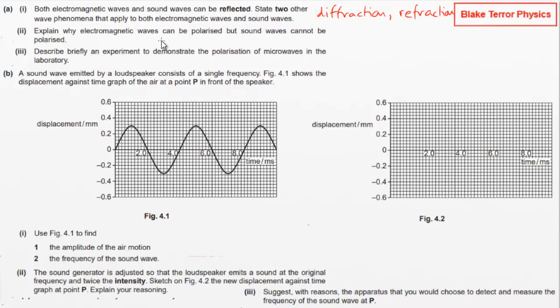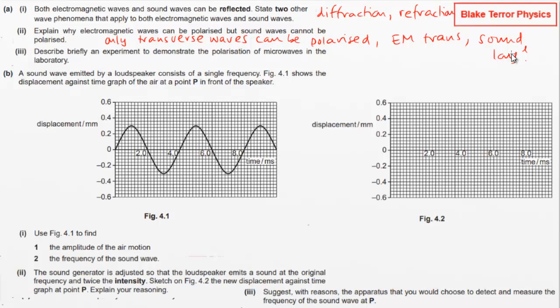Explain why electromagnetic waves can be polarized but sound waves cannot be polarized. Right, so only transverse waves can be polarized. And then say that EM waves are transverse, sound waves are longitudinal.